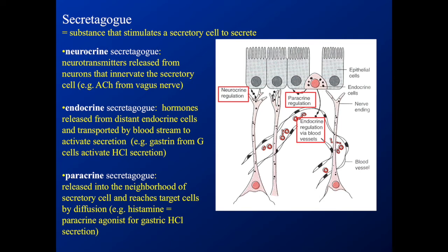And then you have paracrine secretagogues, which are released into the neighboring environment of the cells and pass through diffusion, affecting them and causing secretions. And a great example of this is histamine, which is a paracrine agonist for the parietal cells in the stomach, to stimulate the release of hydrochloric acid.